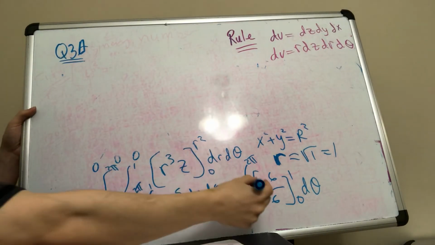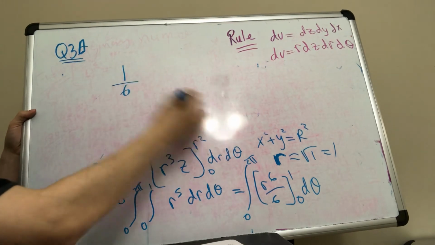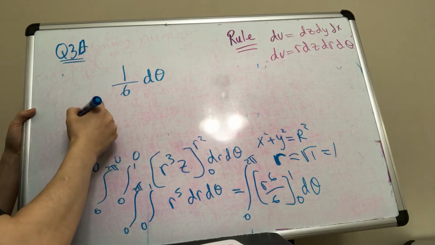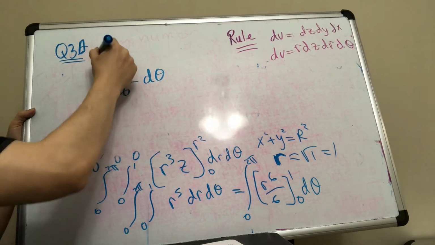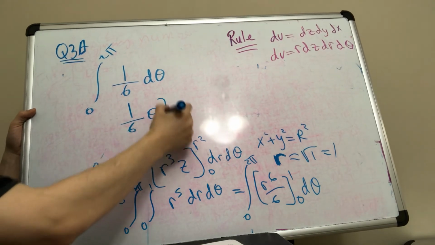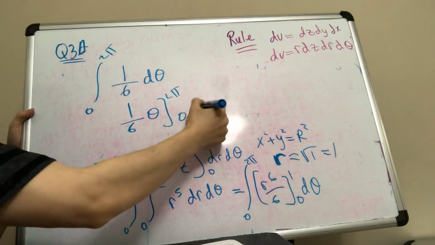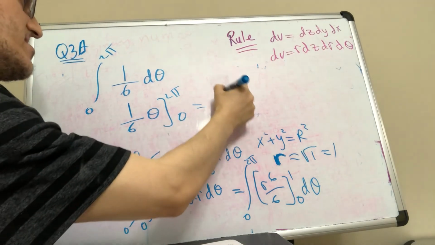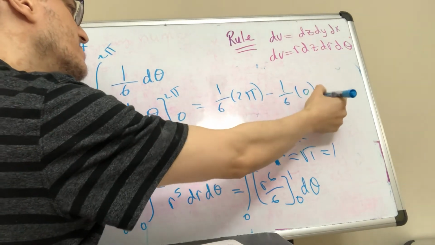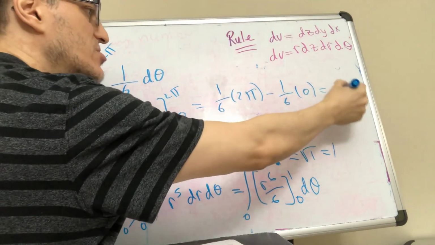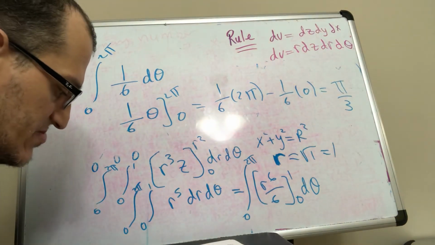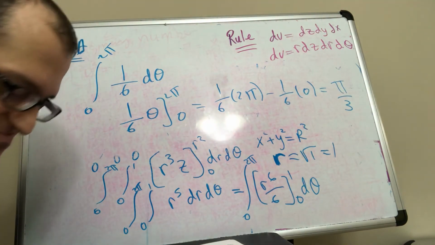Plug the 1, it gives you 1/6, minus plug the 0, 0. So now I know I'm integrating 1/6 d theta, 0 to 2 pi. Integrating this would be 1/6 of theta. You put the 2 pi, you put the 0, that becomes pi over 3 minus 0, pi over 3. So the answer for this is pi over 3.